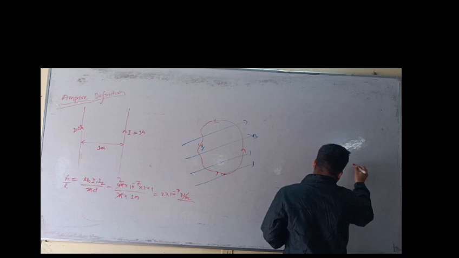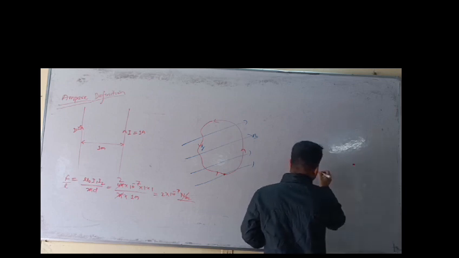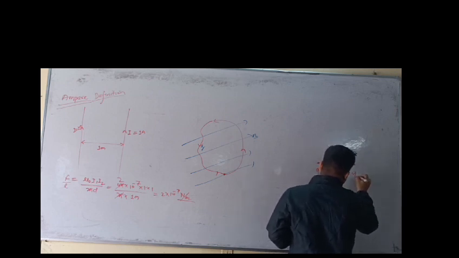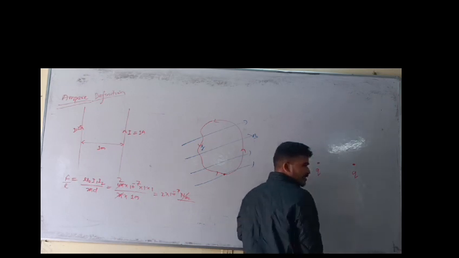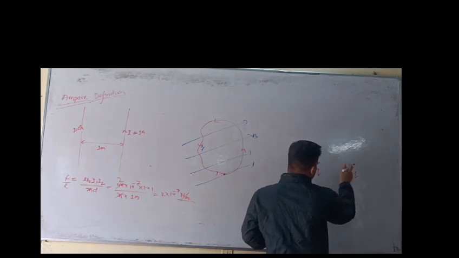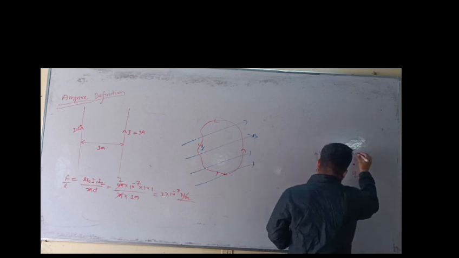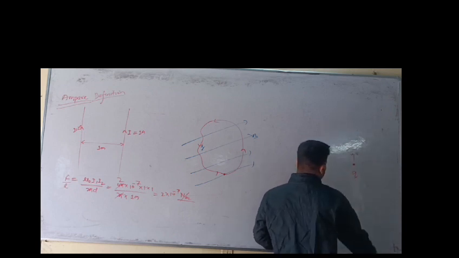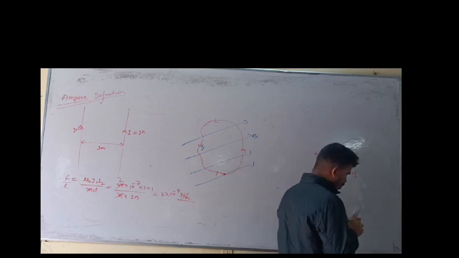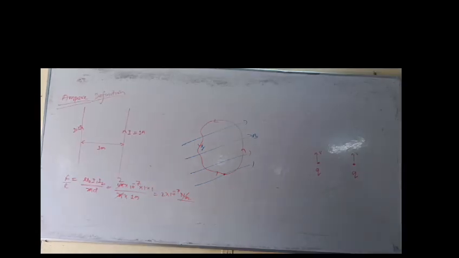I have two charges, two positive charges actually. Tell me, they are moving with velocity v. Let's say with velocity v. What will be the forces between them? How many forces will act between them? Electric force and magnetic force.